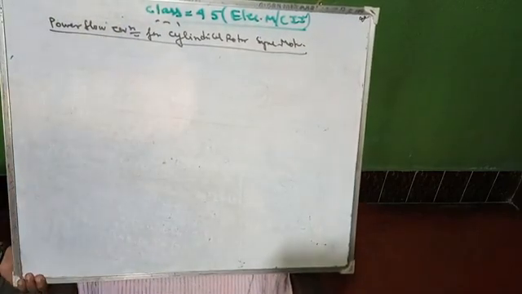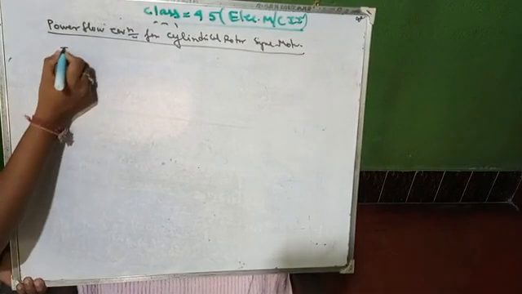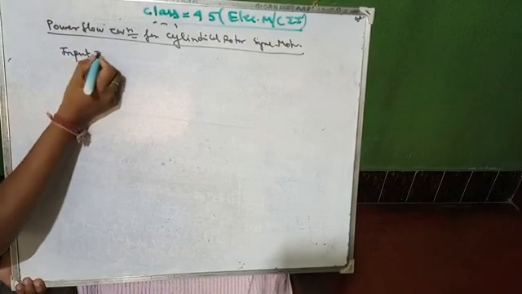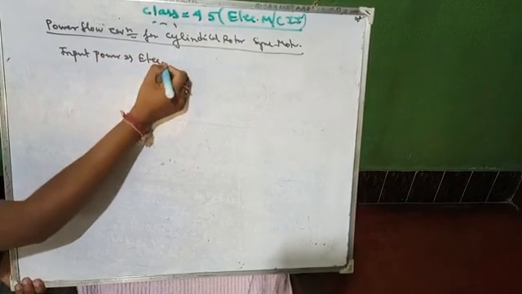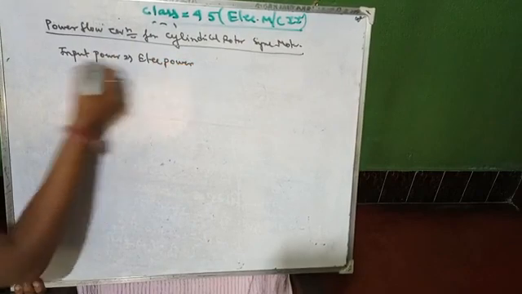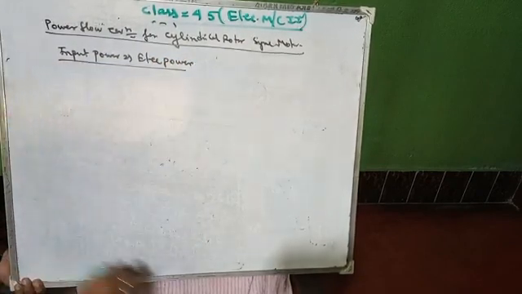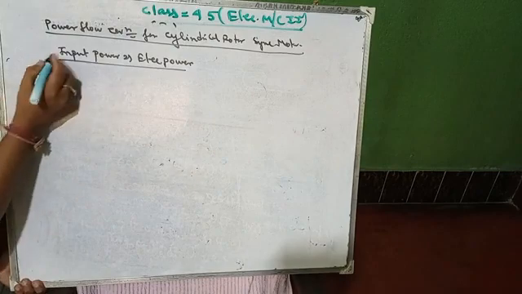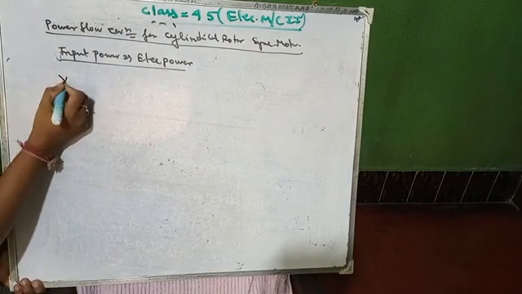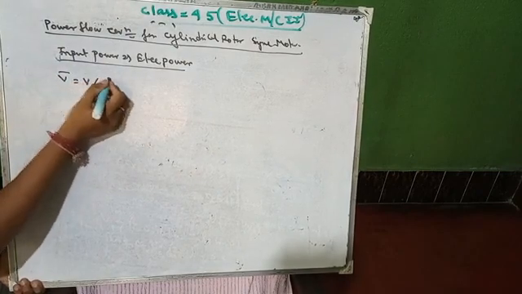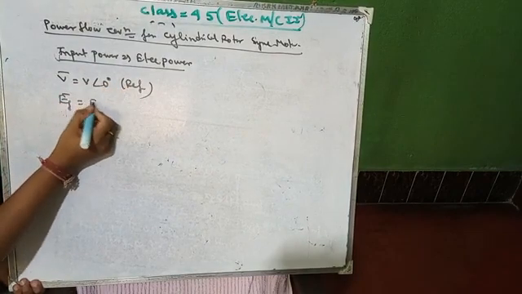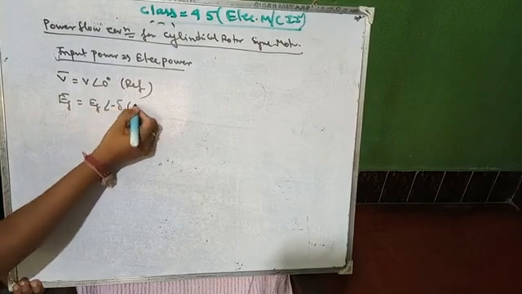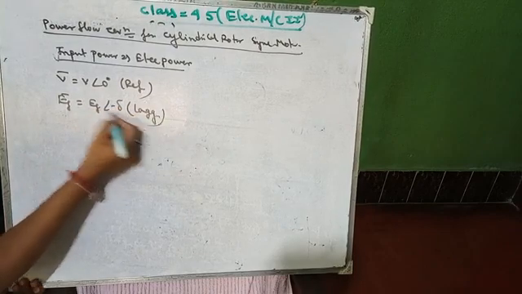So what will be the power? There are two types of power, input power and output power. Input power is nothing but the electrical power, right? So we have to calculate the electrical input power only for the synchronous motor. So let us consider V phase equals V angle 0 degree, which you can take as the reference one. Okay, and EF equals EF angle minus del, that means for lagging power factor.